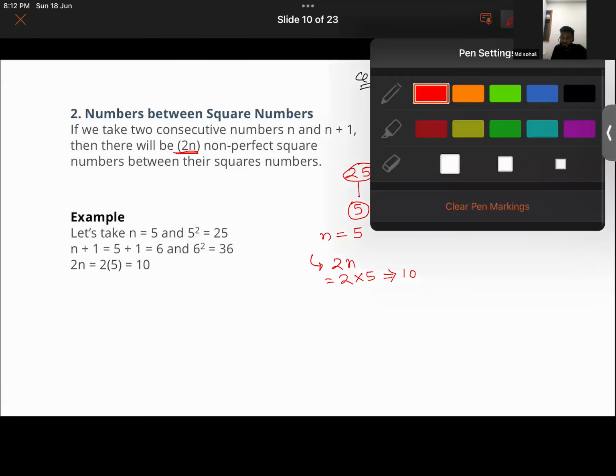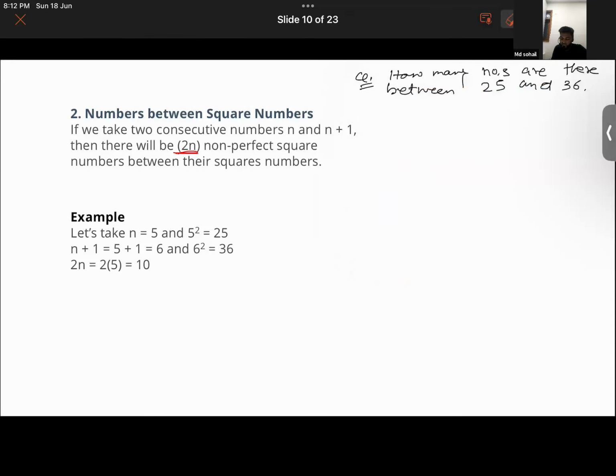Let's do an exercise here. Let's find out another number. If I change the question, guys, tell me how many numbers are in between 36 and 49. Now you guys find out this one and give your answers in the chat box.